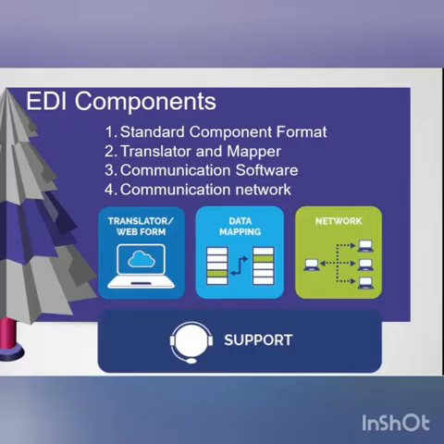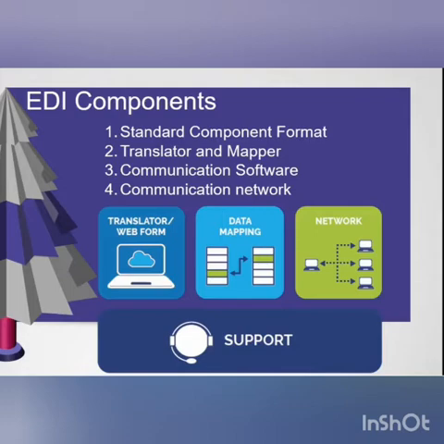The next one is EDI components. There are four major components of EDI. They are standard document format, translator and mapper, communication software, and communication network. The first one is standard document format. Just now I said standard format. Either you can use EDIFACT or you can use ANSI X12 standard.